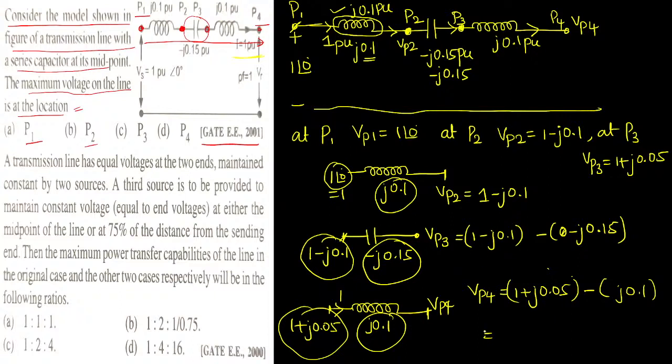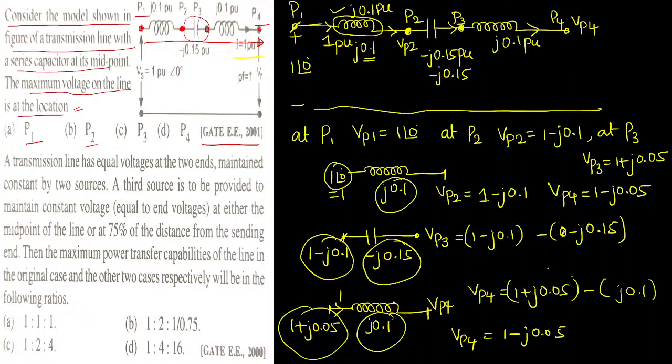Okay, just to do the subtraction. If you subtract this value, again 0.1 minus j0, it will become 1 minus j0.05. That's half of this value, right? So that is the value of Vp4. So finally we got the value of Vp4 also at point P4. Vp4 becomes 1 minus j0.05.